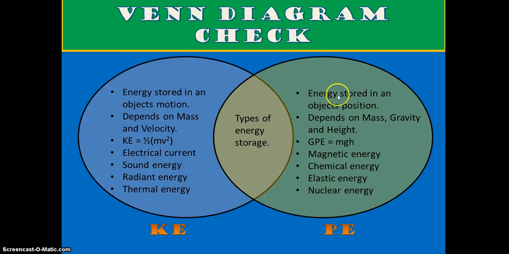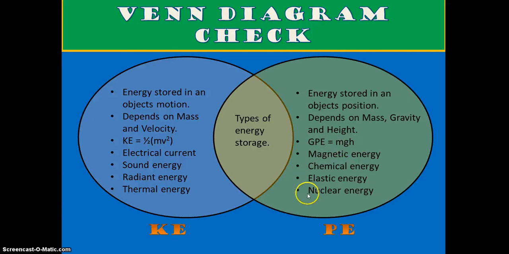Potential energy is energy stored in an object's position. The amount of potential energy an object has depends on its mass, the gravity, and the height. So the larger the mass, the more potential energy. The larger the gravity, the more potential energy. And the higher an object is above the ground, the more potential energy it's going to have. The formula for calculating gravitational potential energy, you take those three factors, the mass times the gravity times the height.